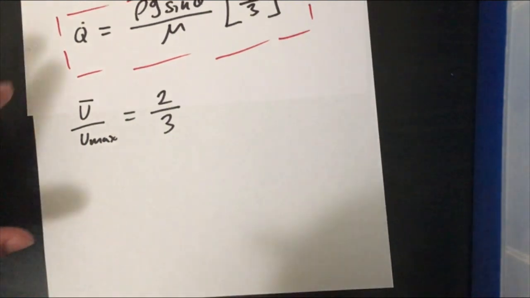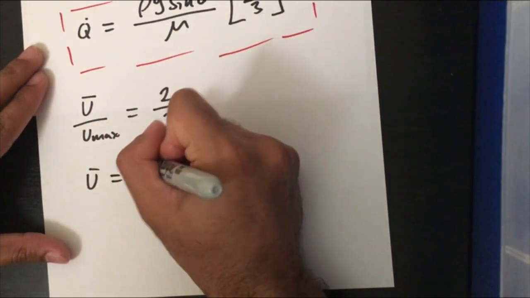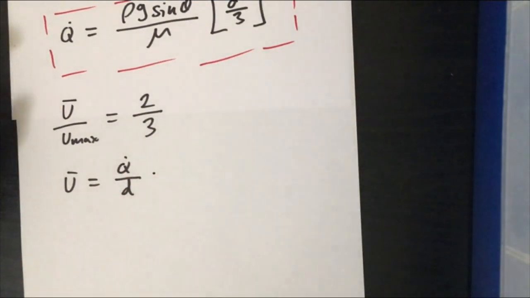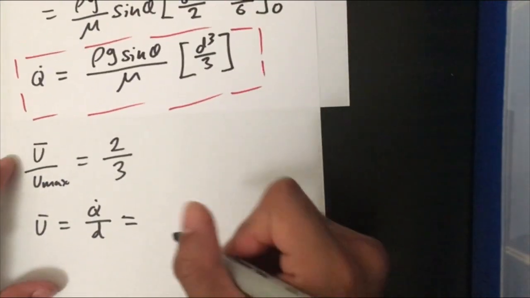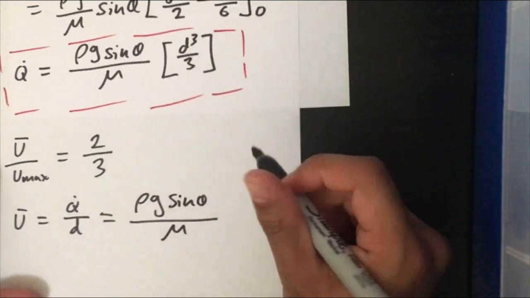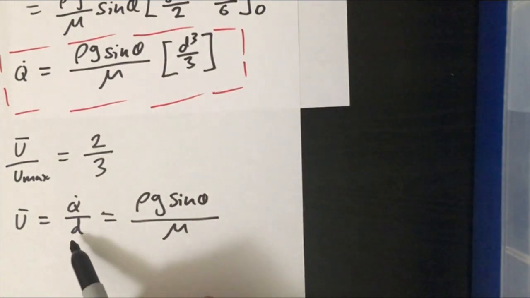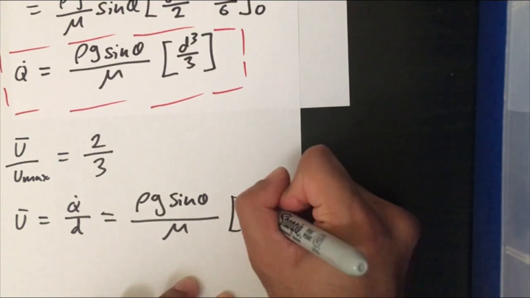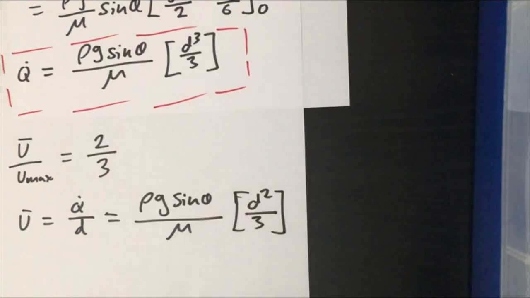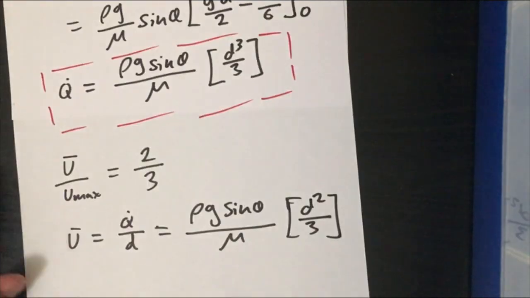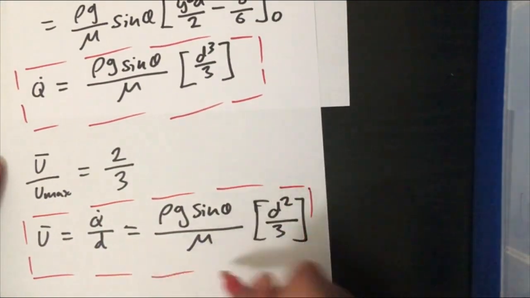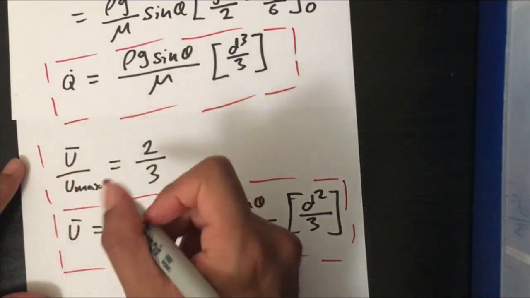So we also now know that the average velocity is equal to our flow rate over the distance d. So all of that will be equal to our volumetric flow rate, which we derived earlier, rho g sine theta over mu, d cubed over 3, so that will cancel out with d, so you will be left with square bracket d squared over 3. So now we could do our dashed box for our final derivation for our average velocity. Let's do it for this one as well. So this derivation you can see on my previous video.